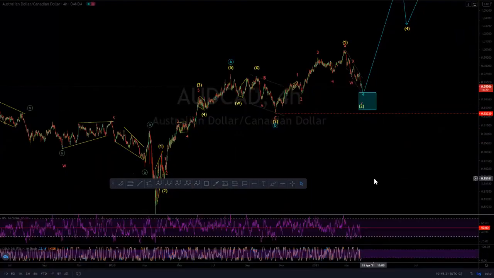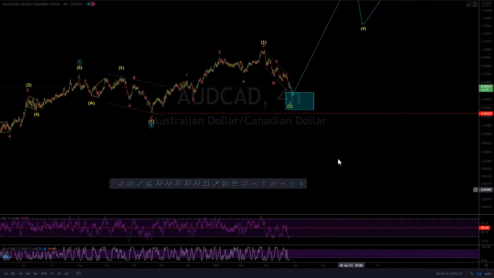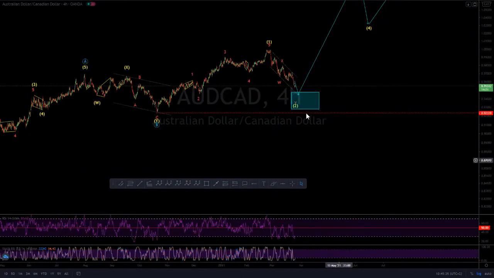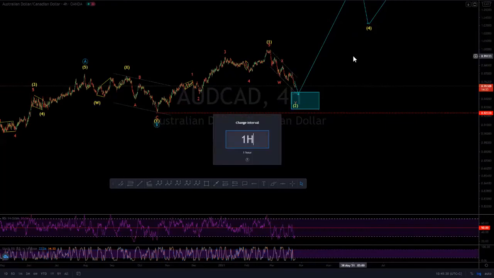Let's see here what we have on the indicator. So far, the indicator is still confirming a move to the downside. So it might be just this last leg that we are waiting for before we get a move to the upside on a 1 hourly.